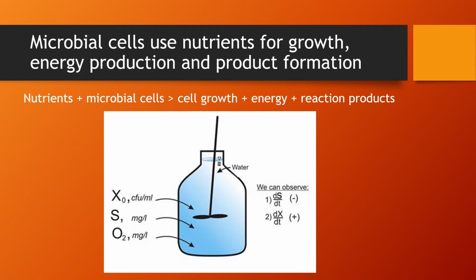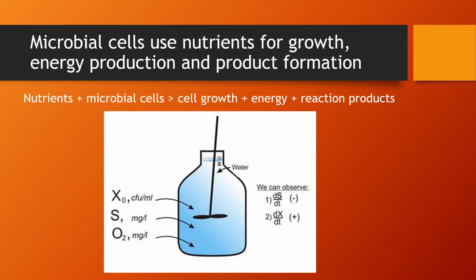So here are some terms I would like to tell you about. Here X0 is the initial CFU per ml. CFU is nothing but colony forming unit, and X0 is the initial. S is the amount of substrate present within the medium, in mg per liter. Oxygen, in mg per liter, is again the concentration of oxygen present in the medium.